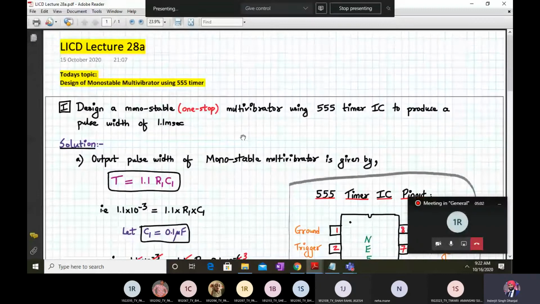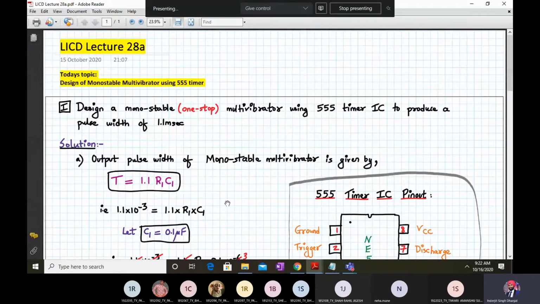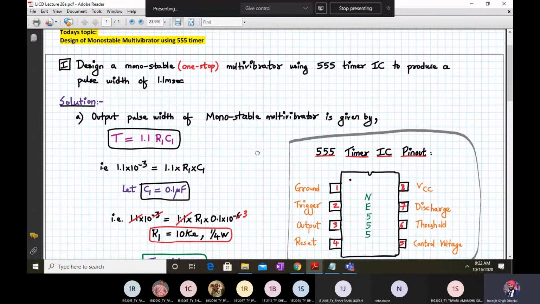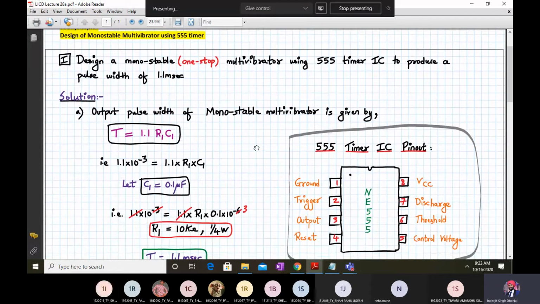Okay, hello everyone. Welcome to LICD lecture number 28A. Today we are going to discuss the design of a monostable multivibrator using 555 timer. I can make a monostable multivibrator using a 555 timer also. Earlier we have seen it done using a 741 op-amp.